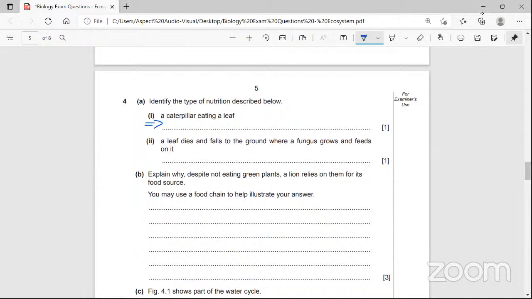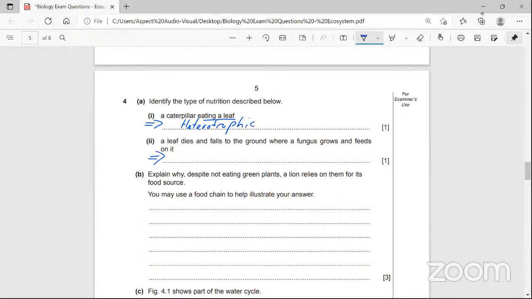Identify the type of nutrition described below. A caterpillar eating a leaf. What type of nutrition is that? It's heterotrophic. Heterotrophic. How about this one?